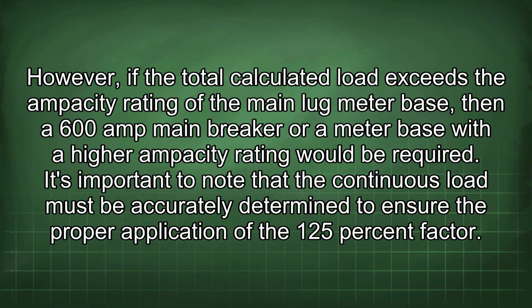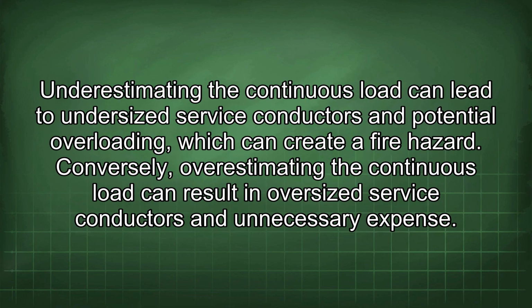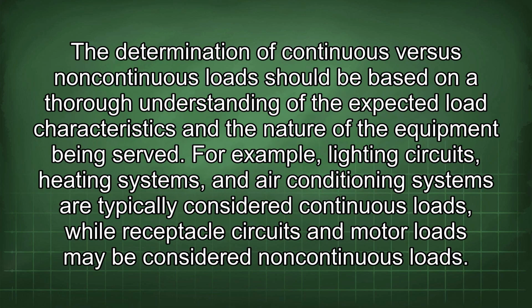It's important to note that the continuous load must be accurately determined to ensure the proper application of the 125% factor. Underestimating the continuous load can lead to undersized service conductors and potential overloading, which can create a fire hazard. Conversely, overestimating the continuous load can result in oversized service conductors and unnecessary expense. The determination of continuous versus non-continuous loads should be based on a thorough understanding of the expected load characteristics and the nature of the equipment being served. For example, lighting circuits, heating systems, and air conditioning systems are typically considered continuous loads, while receptacle circuits and motor loads may be considered non-continuous loads.